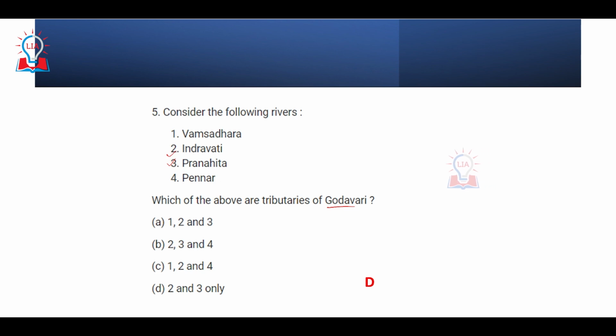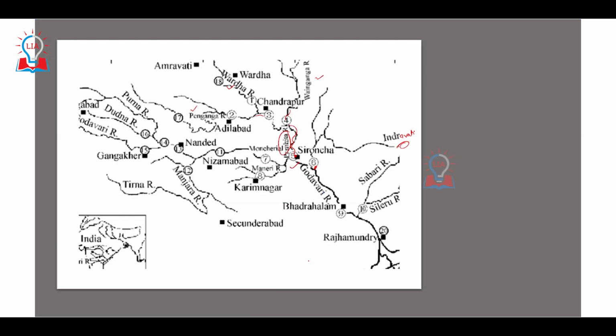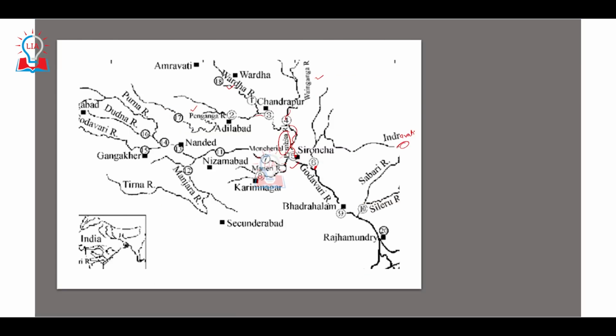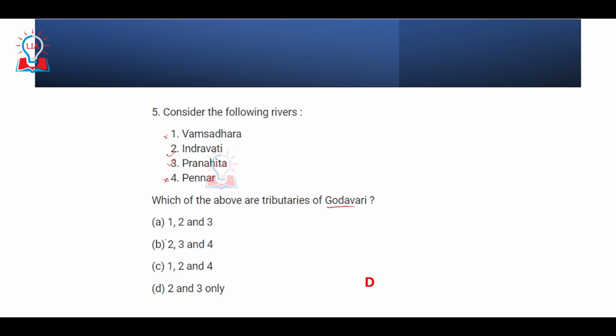Now if we talk about river Pennar, Pennar is a river that is separately flowing in Andhra Pradesh, originating from the Nandi Hills of Karnataka. It does not meet Godavari anywhere. And similarly, Vamsadhara also is an important east flowing river in the Eastern Ghats of Odisha, and it does not meet Godavari anywhere. So that is why the correct option here is D. Only the second and third are the actual tributaries of river Godavari.